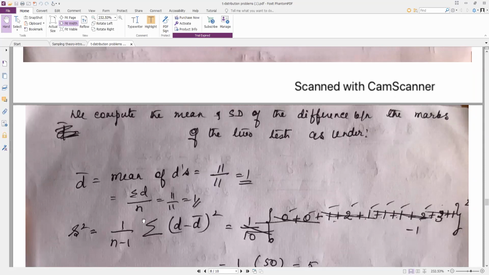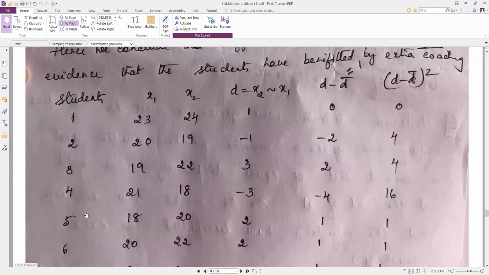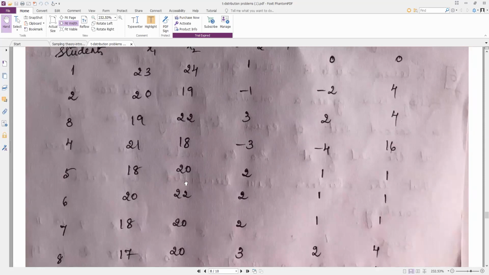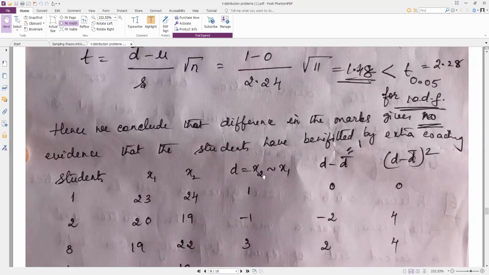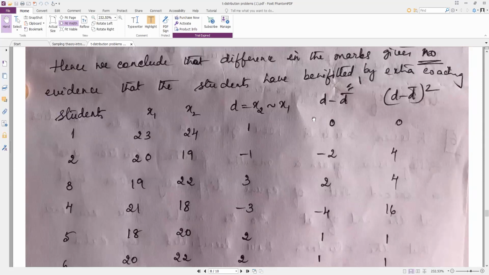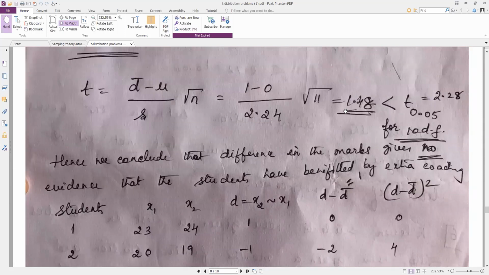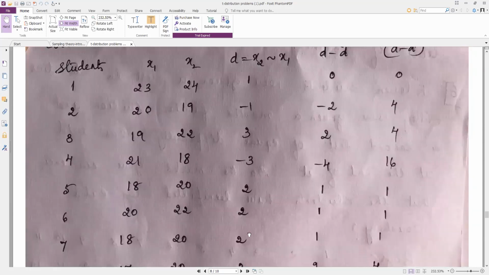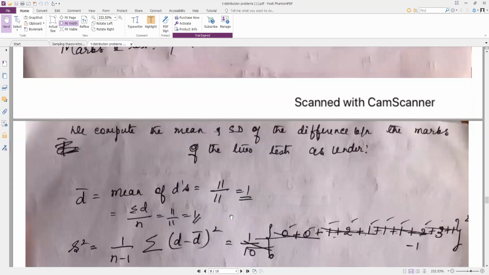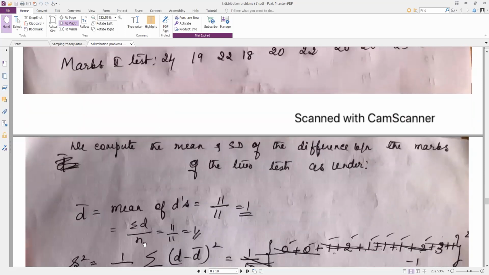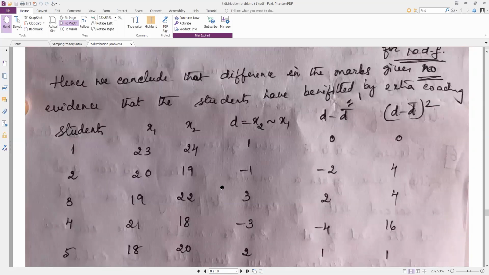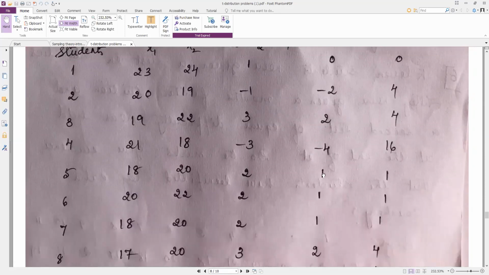Summation D divided by N, the sum of the differences. So I'll make a table. There are 11 students, X1, X2 marks. And what is the difference in the marks? This is the difference in the marks. What about D minus D bar? What is D bar? When you add these, you will get summation D equals 11. So D bar is summation D divided by N, 11 by 11, which is 1. So the D bar value is 1. So 1 minus 1 gives you 0. Minus 1 gives you minus 2. Like that you calculate.